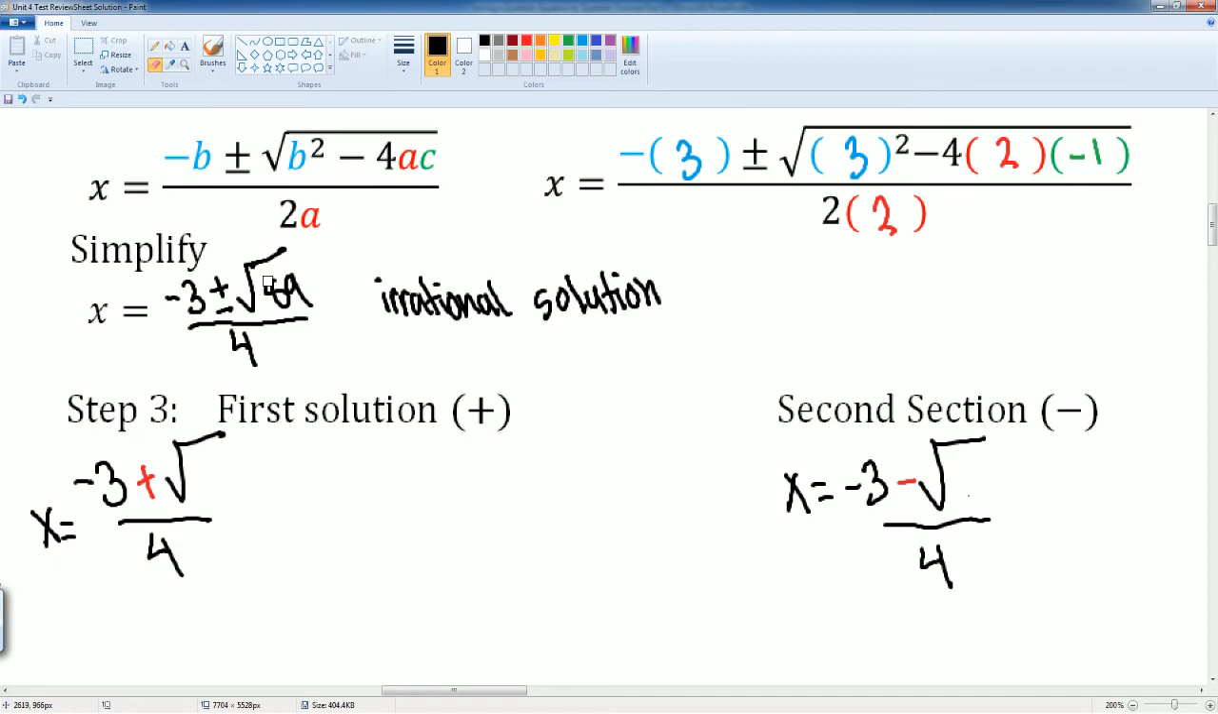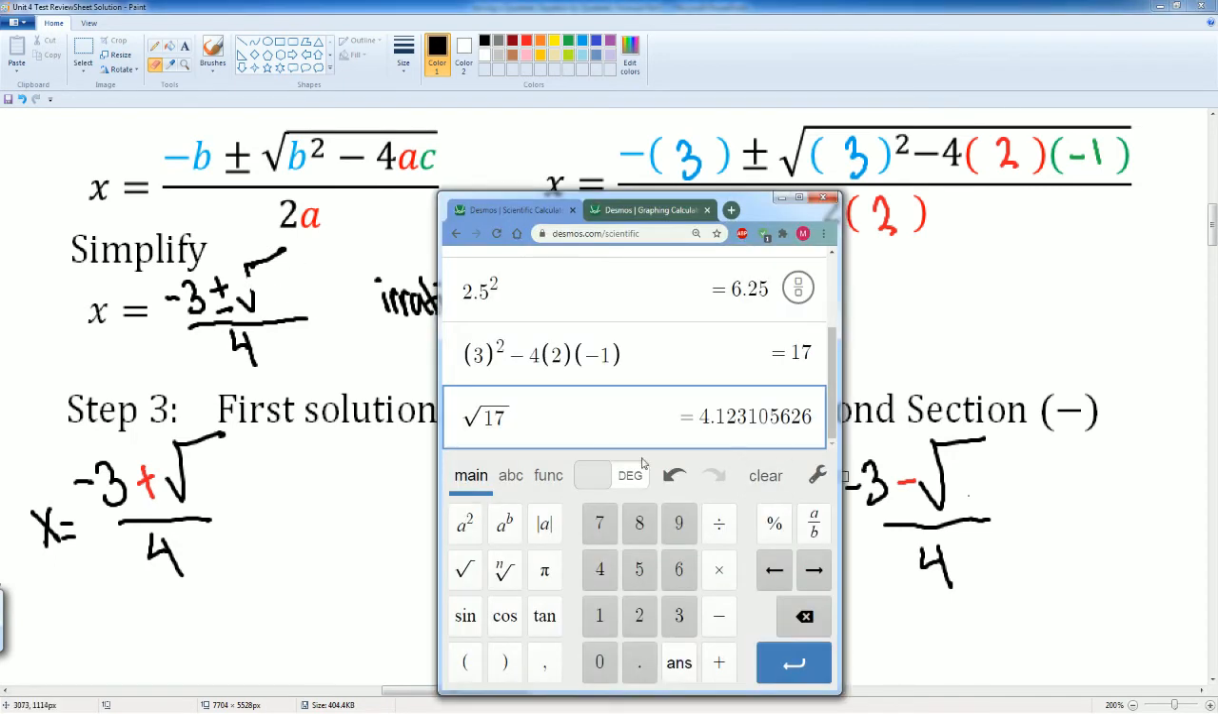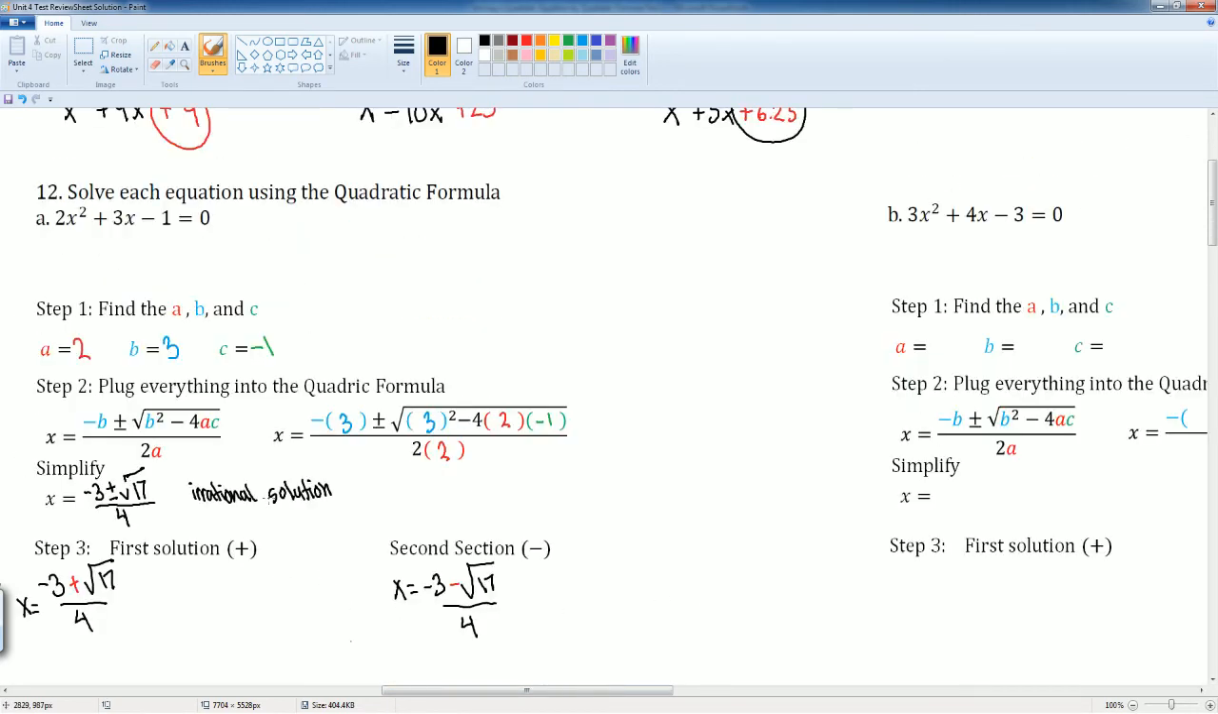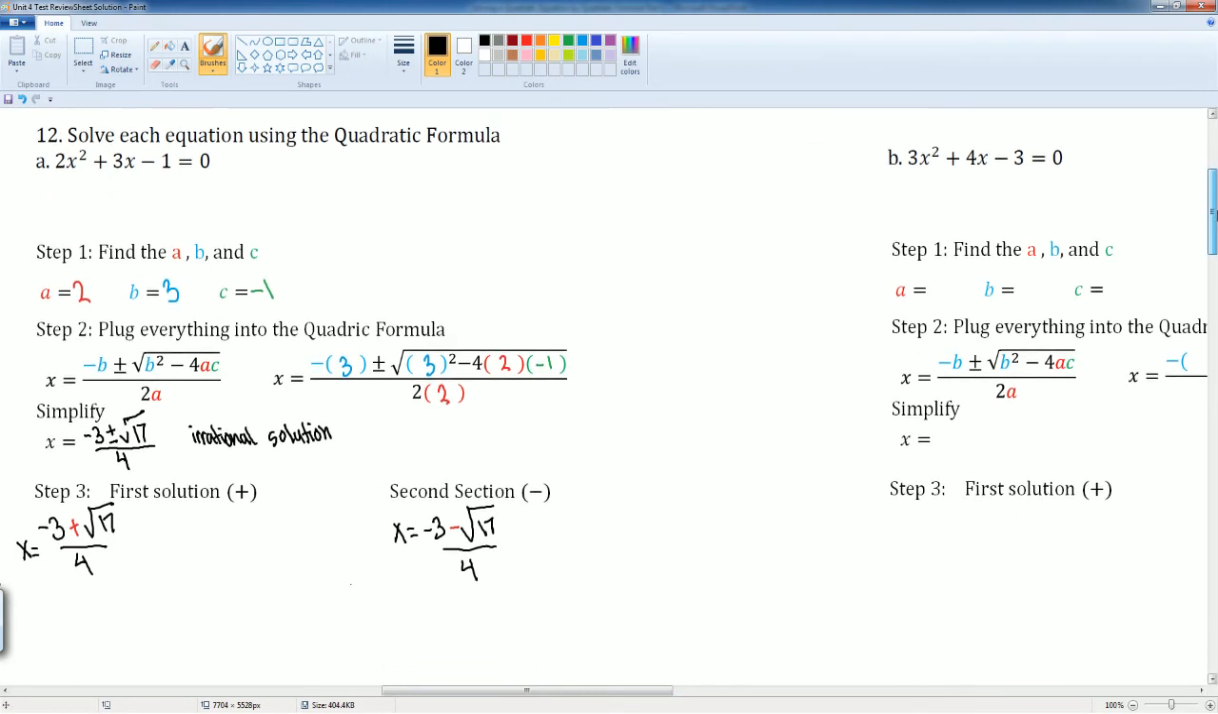Okay. If we put it in the calculator correctly, we saw that inside the radical, it was equal to 17. So it's -3 plus radical 17 divided by 4. The other one is -3 minus radical 17 over 4. There you go. All right. A lot of people dread the quadratic equation, but as long as you have this template and follow it, you can't go wrong.